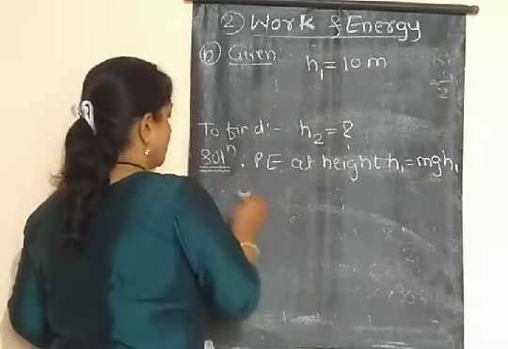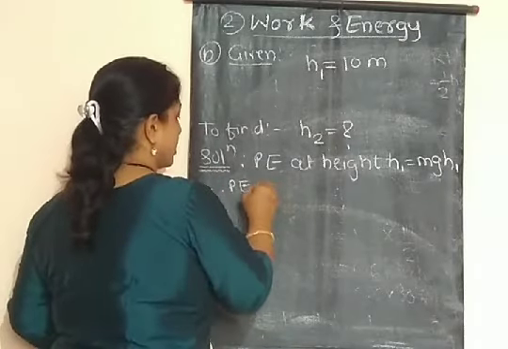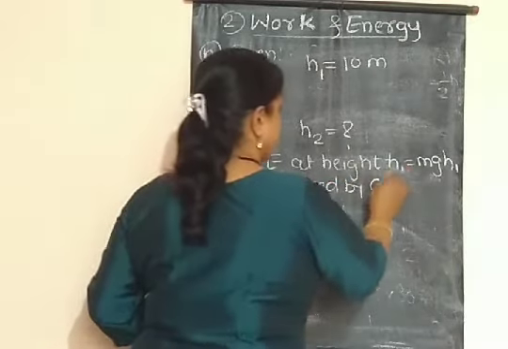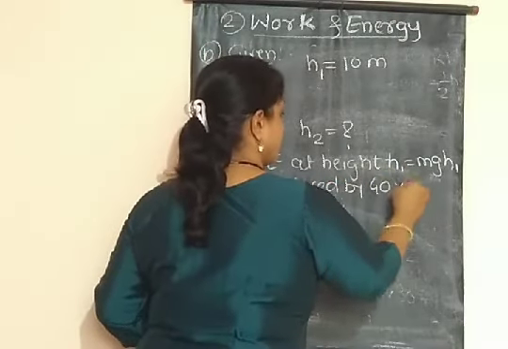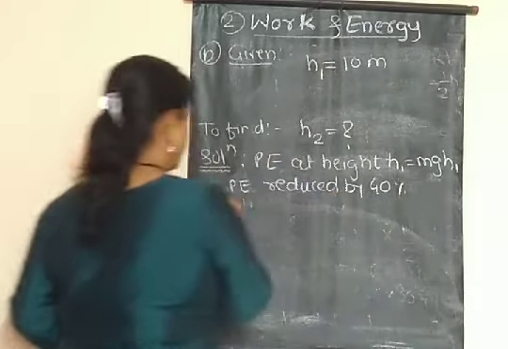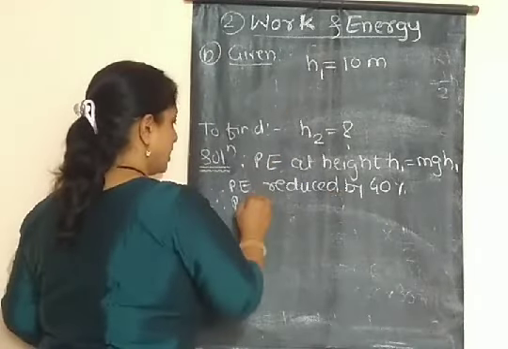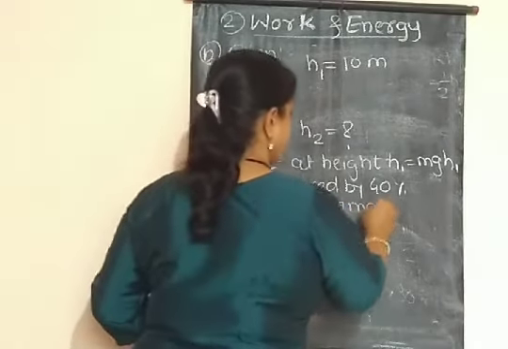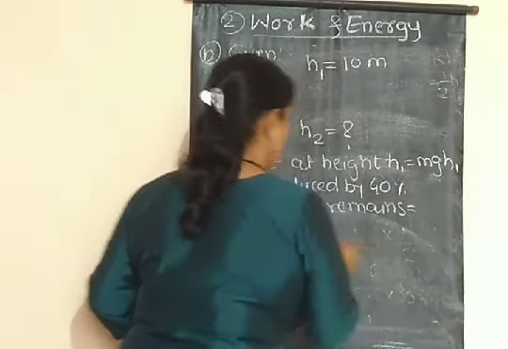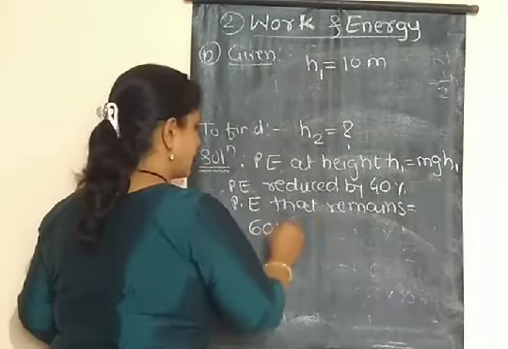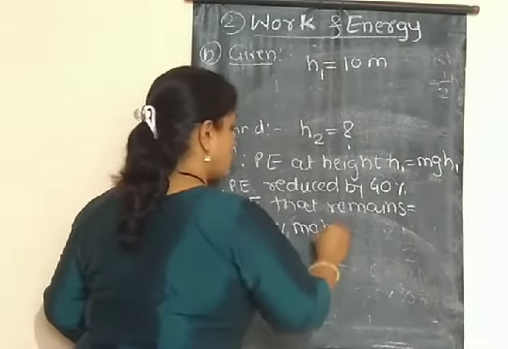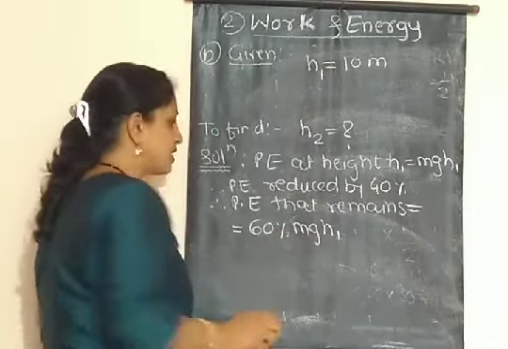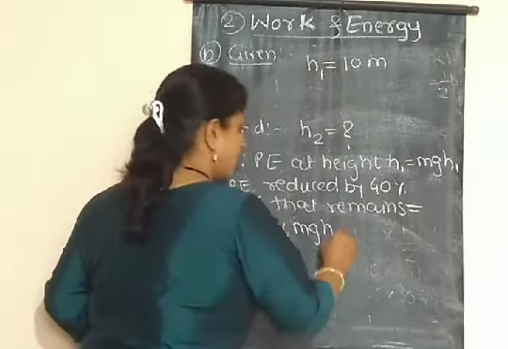Therefore potential energy reduced by 40%. Therefore potential energy that remains is equal to 60% of mgh1. Okay, potential energy that remains is equal to 60% of mgh1.